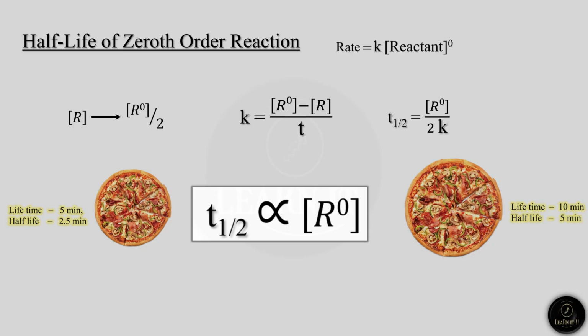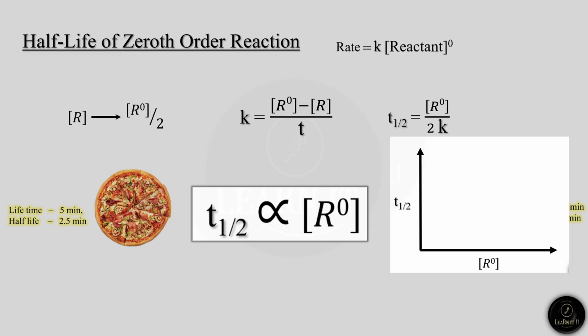If we plot a graph of half-life period with respect to initial concentration for zeroth order reaction, we'll get a straight line passing through the origin with a slope of 1 by 2k. This graph indicates that as the initial concentration of the reactants increases, the half-life period also increases.